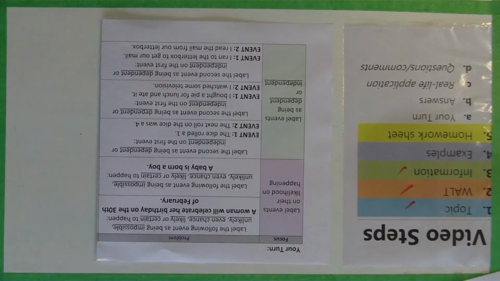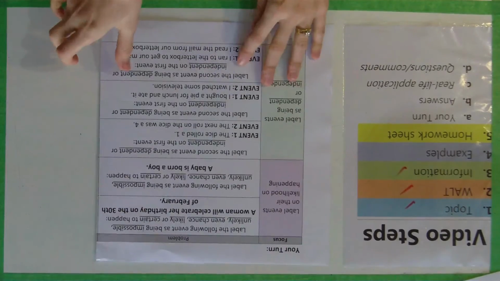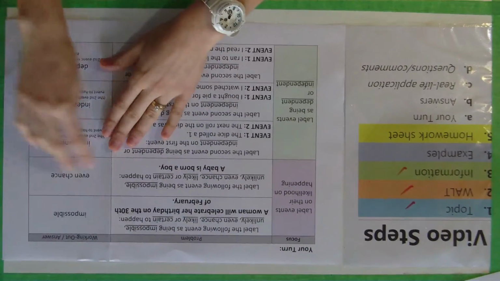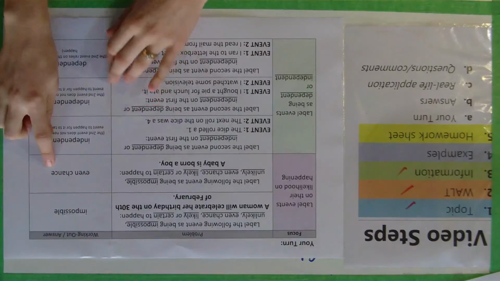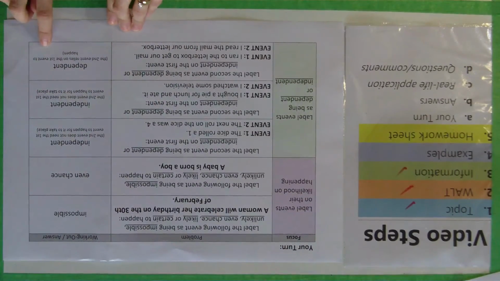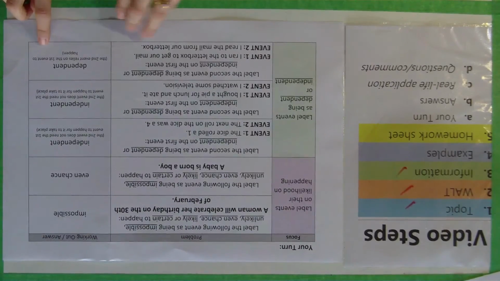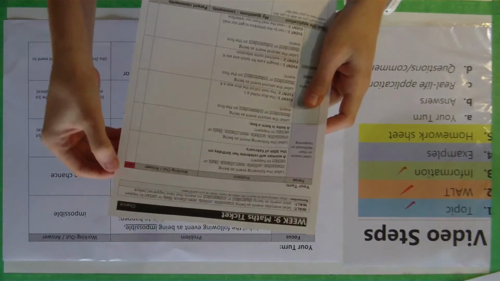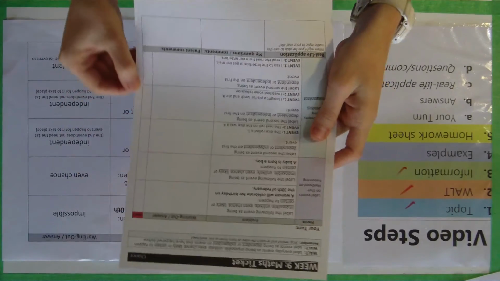Please pause the video now. Alright, here are the answers. The first one is impossible, and we've got even chance, independent, independent, and dependent. Please record those answers on your homework sheet where it says the check column.